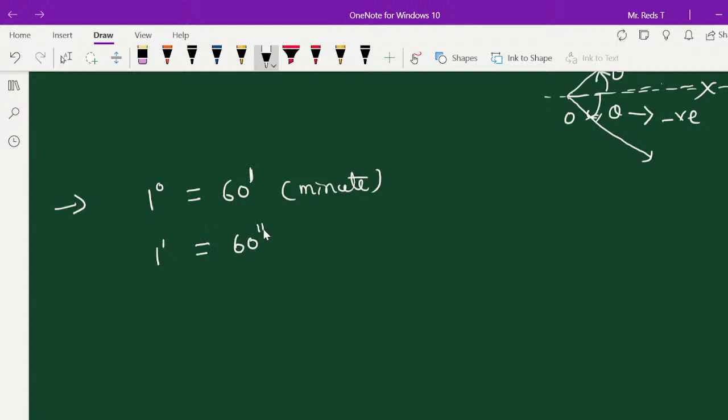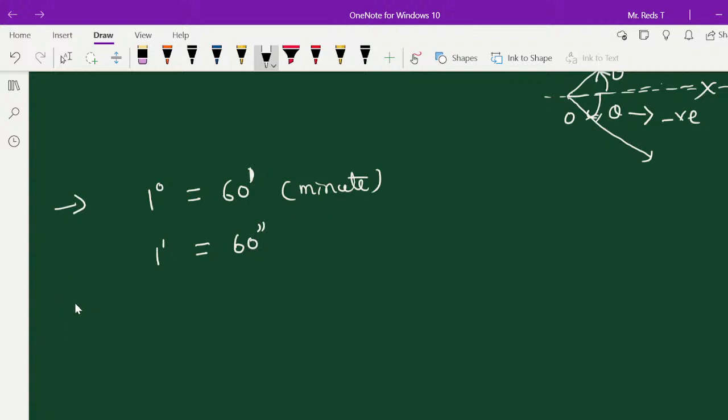Seconds are represented with two small lines, like apostrophes or commas on top. One mark represents minutes, two marks represent seconds. So 1 degree is equal to 60 minutes, and 1 minute is equal to 60 seconds. This is how we simplify degrees to minutes and minutes to seconds while doing questions or numericals.